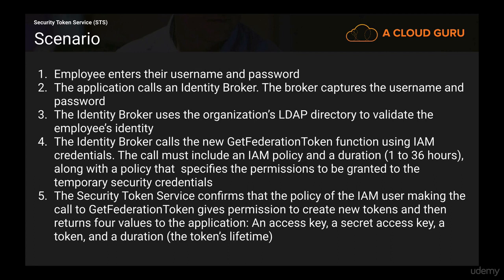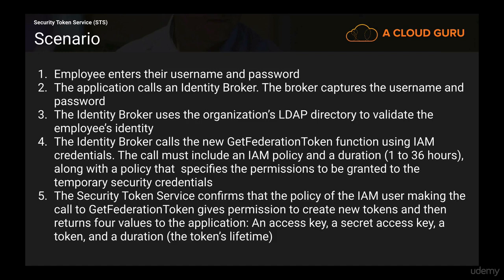The identity broker in step 3 uses the organization's LDAP directory to validate the employee's identity. So it's taken the username and password, it's checking that it's correct using LDAP, and then we're moving on to step 4. Once it is correct, the identity broker calls the GetFederationToken using the IAM credentials.